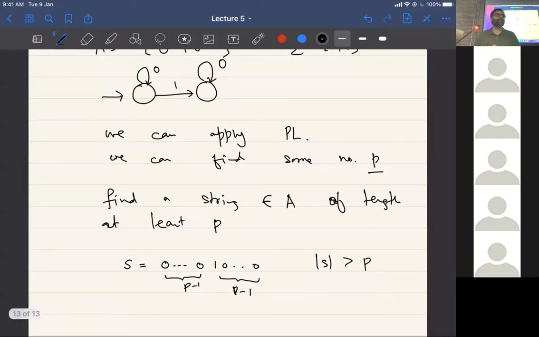Remember, we do not know what this number P is, but we know that the string that we have manufactured is of length at least P. And we know that this string is in the language A. It's just arbitrary. We just wanted to find a string such that this string is in the language, and the length of the string is at least P. Later on, you will find that this method may not work all the way, so we have to do it a couple of times. Most of the time it's trial and error. So this is a string.